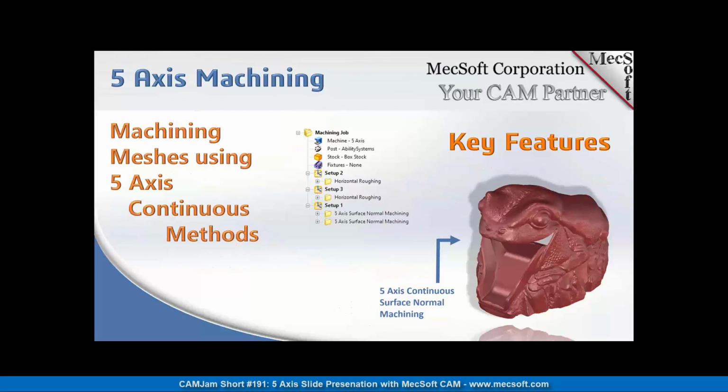Now we're going to talk about how to machine meshes in 5-axis. Mesh geometry can be relatively complex, and many of the mesh parts that you may have to machine can only be machined in 4 or 5-axis mode, just simply because of the complexity of the geometry. So you can set up a mesh to machine in 5-axis using 5-axis continuous methods.